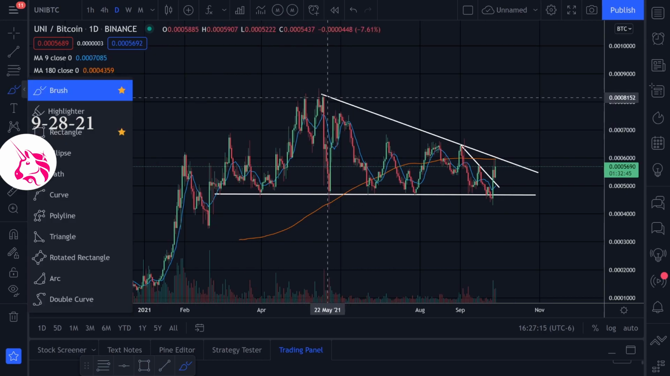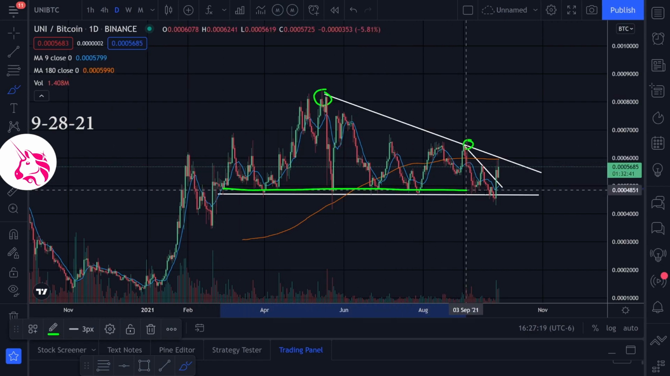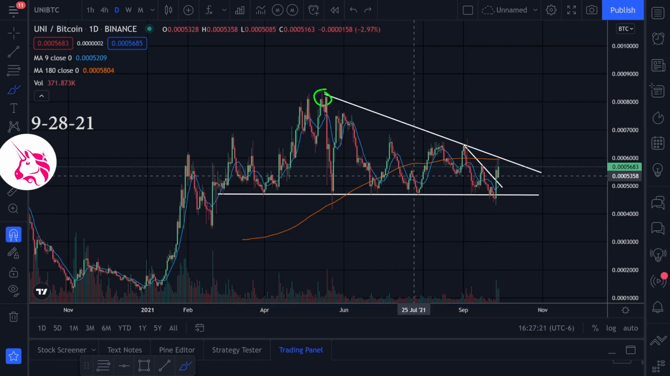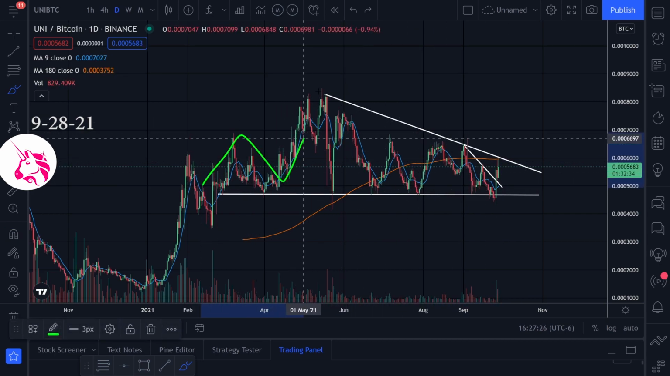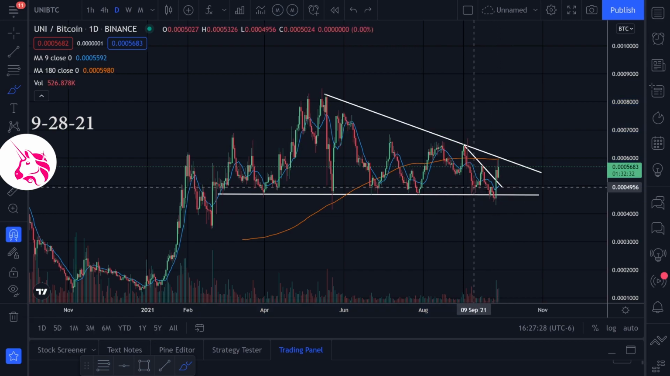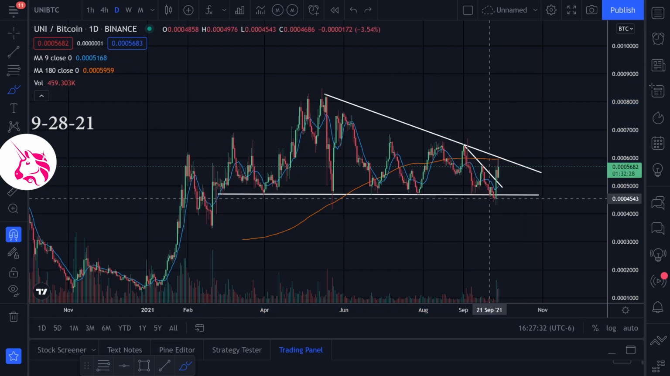So here's what I'm looking at. We have resistance right here, and then we have support all in this line right here. So there's two things that it could be. It could be a possible triangle pattern or a possible maybe head and shoulders pattern. So I'm not really sure until we break to the upside or to the downside which direction we're going.